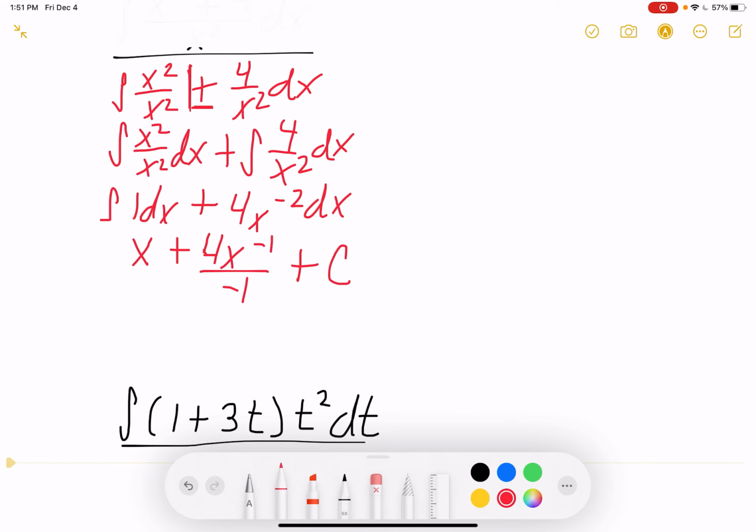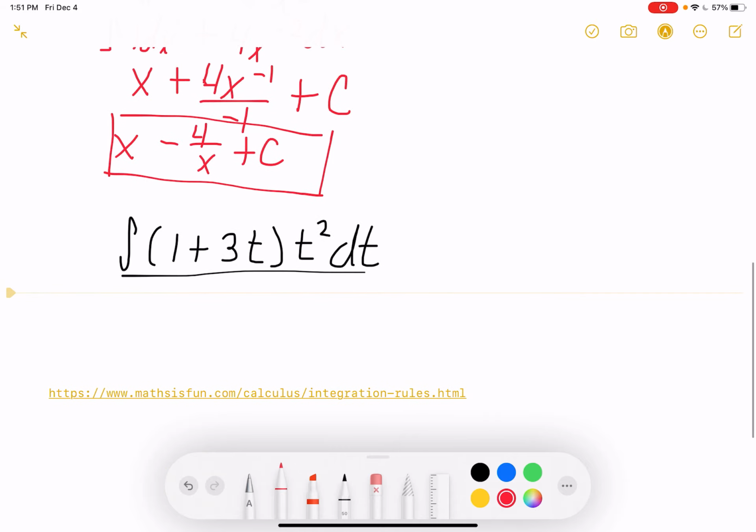From here, we can simplify that second part a little bit. So x minus 4, and because this x is to the -1, I'm going to bring it back down to the bottom to get rid of that negative. So x minus 4 over x plus c. That is your answer for the second one.